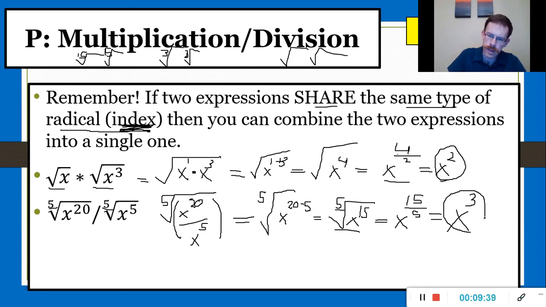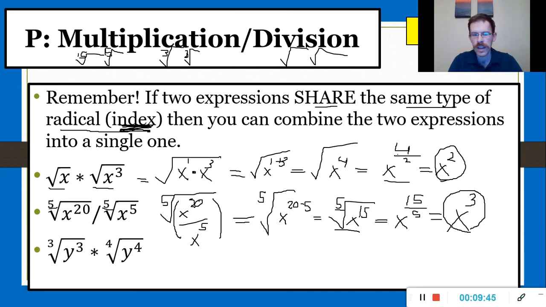Now I do have a third one here. You might think, oh, obviously that's going to be x to the 4th, that's the next pattern. Not quite. Ladies and gentlemen, what's different about this? This has an index of 3 and that has an index of 4. Because they don't share the same index, I cannot combine them into a single expression.